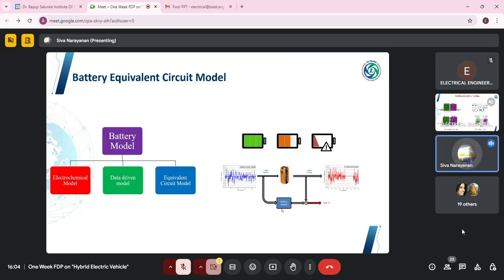So generally, electrochemical models will be used for research purposes or in some minimal applications, like standalone applications. Okay. So next is the data driven model.